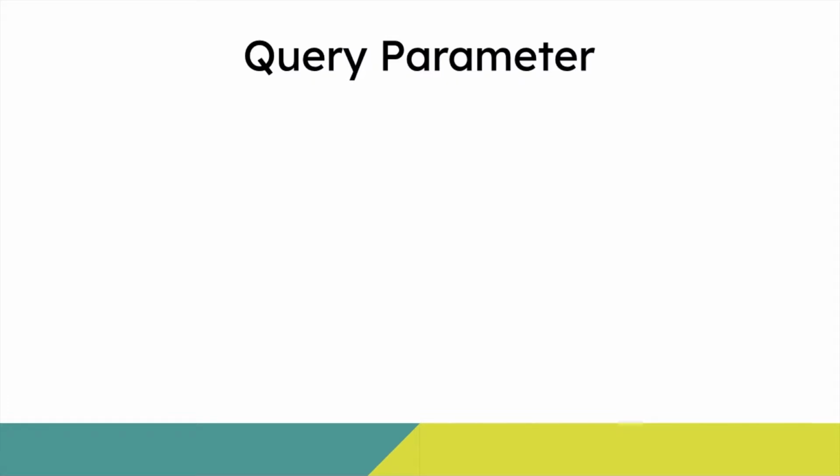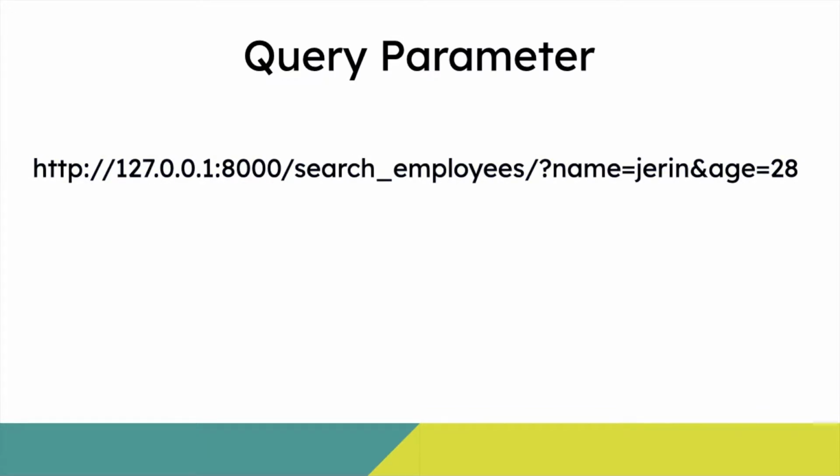Say I want to search my database for employees based on their name and age. Using query parameters, I can achieve that functionality using something like this. So this is the endpoint, and you can see that we are passing two parameters called name and age. These are called query parameters. So you can identify this based on the question mark here.